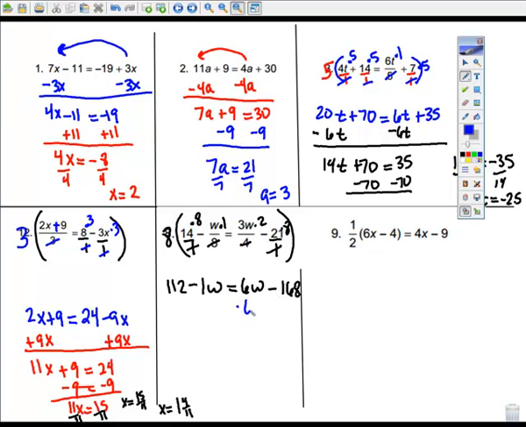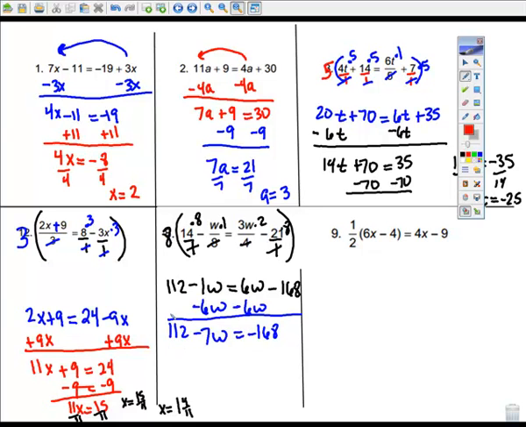Alright, we'll go ahead and subtract the 6w. So I end up with 112 equals negative w minus 6 more is negative 7w minus 168. What am I doing? Oh, good golly, Miss Molly, here we go. Minus 7w equals negative 168. It's early in the morning when I'm doing this, so sorry.